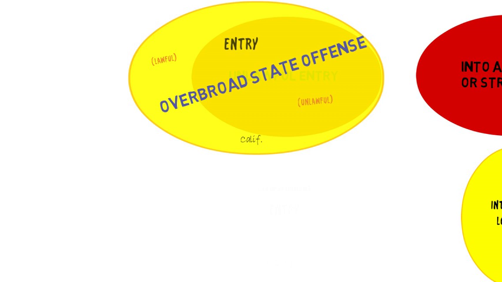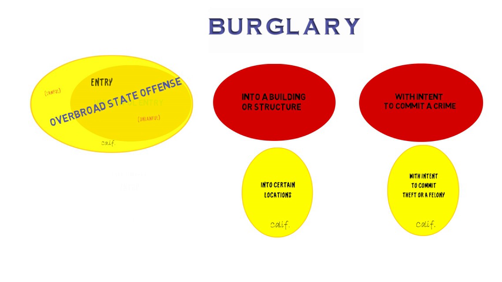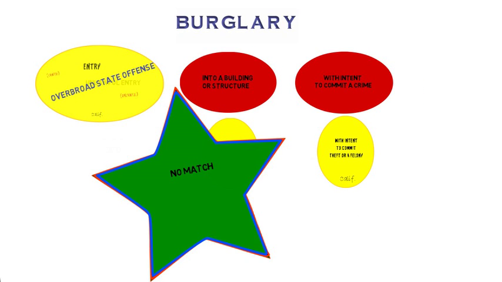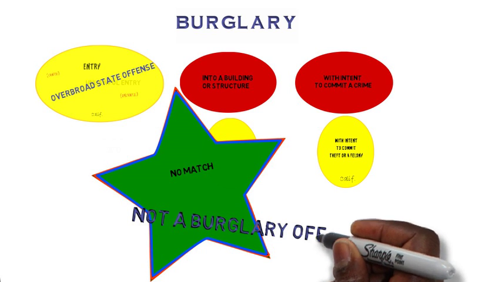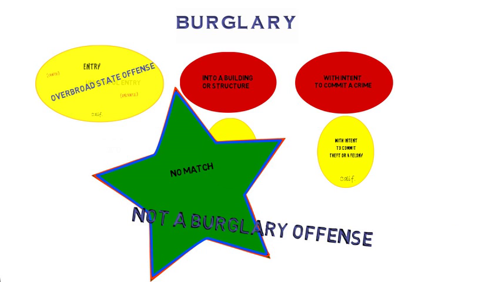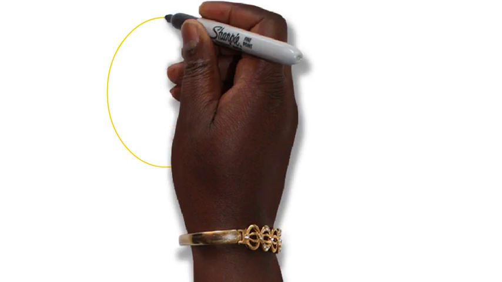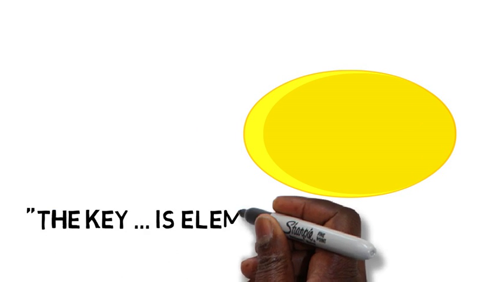Because this element was overbroad, the court concluded that the California offense, even though it was called burglary, did not qualify as a federal burglary offense and did not trigger the additional federal consequences for a prior burglary conviction. The court made a point of emphasizing that it did not matter what Mr. Descamps had actually done in committing the crime. The question was a categorical one based on the elements of the state offense. In Justice Kagan's words, the key is elements, not facts.